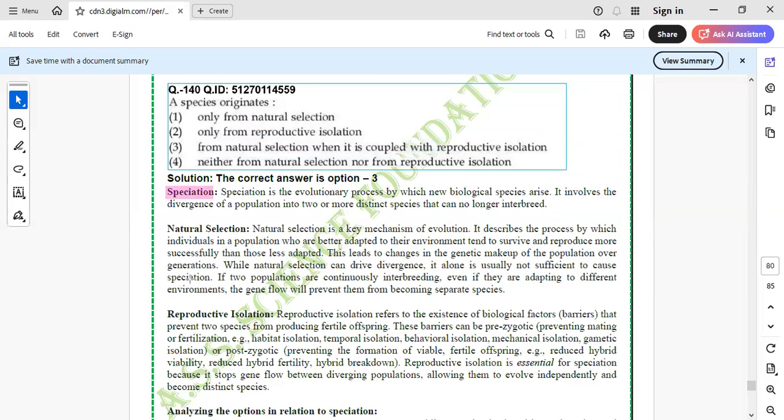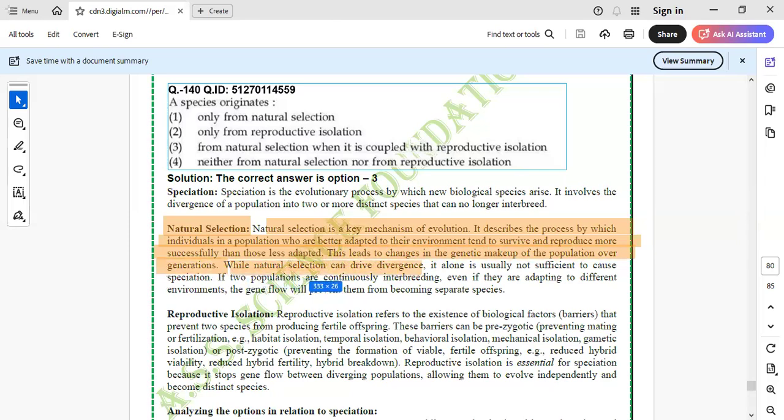So speciation, all of you are aware, we have taught you this in ecology in the last section, is the evolutionary process by which new biological species arise, and it involves divergence of a population into two or more distinct species. I told you that splitting and budding are the two different types. Natural selection, all of you are aware that after variation and survival of the fittest, there is natural selection. So natural selection is the key mechanism of evolution. It describes the process by which individuals in a population who are better adapted to the environment tend to survive and reproduce more successfully than less adapted ones, and this leads to a change in the genetic makeup of the population over generations. This is one of the aspects.